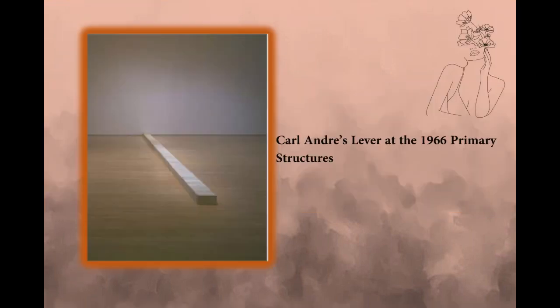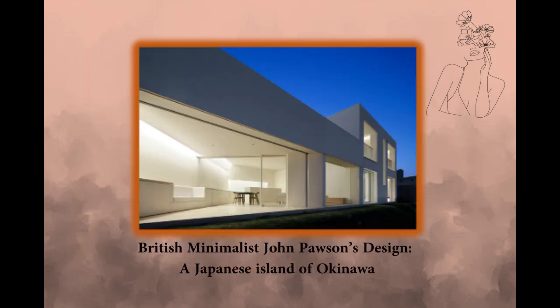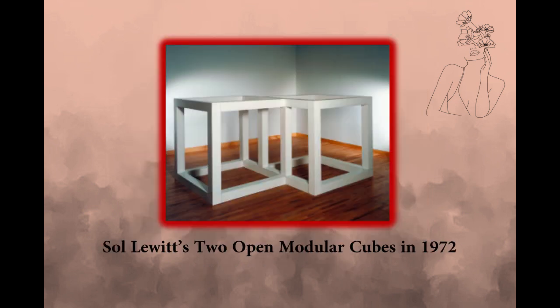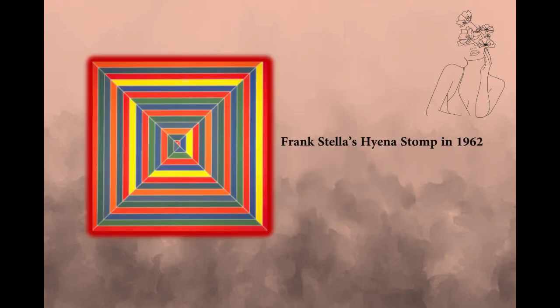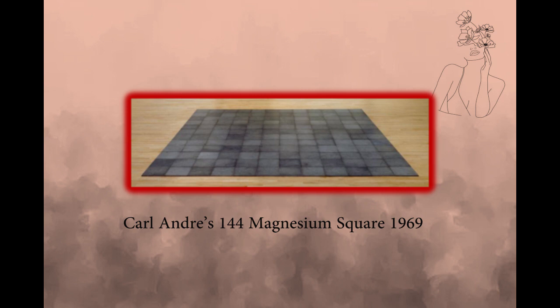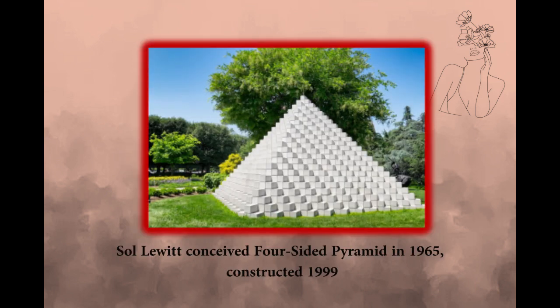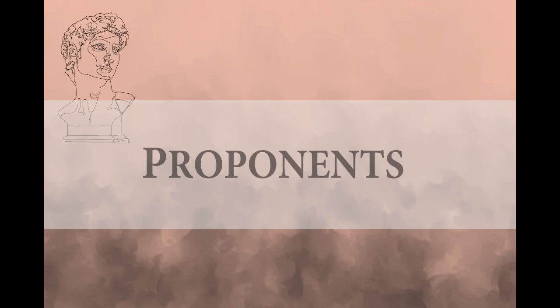Carl Andre's Lever at the 1966 Primary Structures exhibition. British minimalist John Pawson's design on the Japanese island of Okinawa. Sol LeWitt's Two Open Modular Cubes in 1972. Frank Stella's Hyena Stomp in 1962. Carl Andre's 144 Magnesium Square in 1969. Sol LeWitt's four-sided pyramid, conceived in 1965, constructed in 1999.